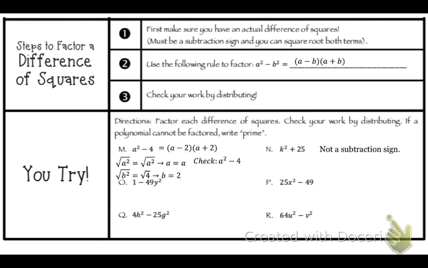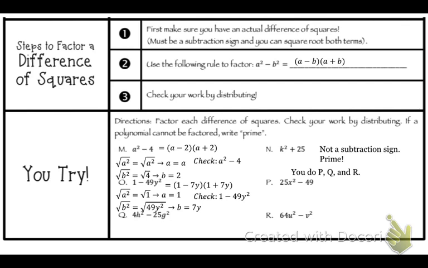We look at n, that is not a subtraction sign, so it's prime. There is a way to factor that, but we have to use i's, and we'll get to that later. So if we look at O, a is 1, b is 49y squared. Square root both sides, a equals 1, b equals 7y. So that's 1 minus 7y, 1 plus 7y. Check it, and you do get 1 minus 49y squared. Okay, you can do the rest of those ones. There's the answers to double check that you're doing it right.